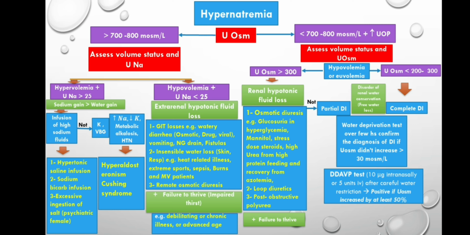If you give the patient desmopressin, usually we give it intranasally 10 microgram, the urine osmolality should increase by 50%. For example, if it was 100, the urine osmolality should be at least more than 150, 160. So it is more than 50% of the urine osmolality. If it is positive, it indicates central DI rather than nephrogenic DI.